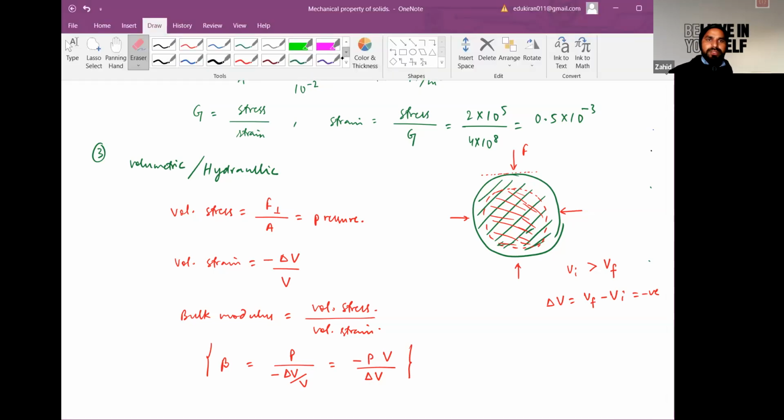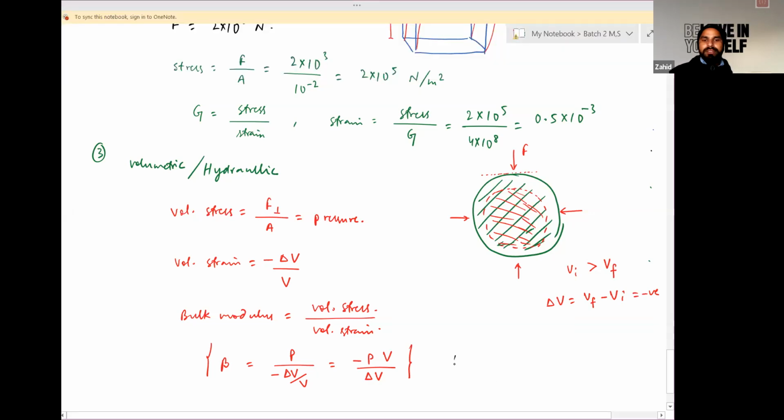Volumetric strain, or strain, is a dimensionless quantity. So the dimension or unit of bulk modulus is Newton per meter square, or just Pascal, which is equivalent to pressure.